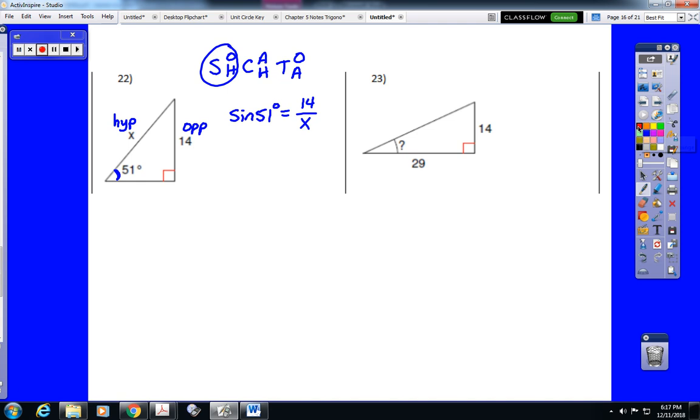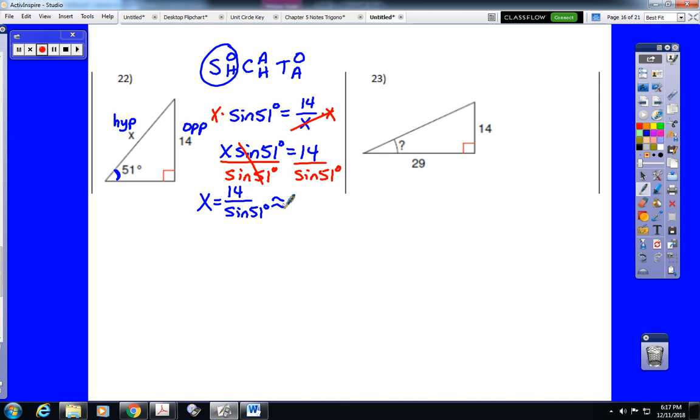This means this is exactly like the first problem we did. We're multiplying both sides by x, which would give us x times the sine of 51 degrees equals 14. And then we are dividing by the sine of 51. So x would be 14 divided by the sine of 51 degrees. And we would feed that to the calculator. 14 divided by the sine of 51.